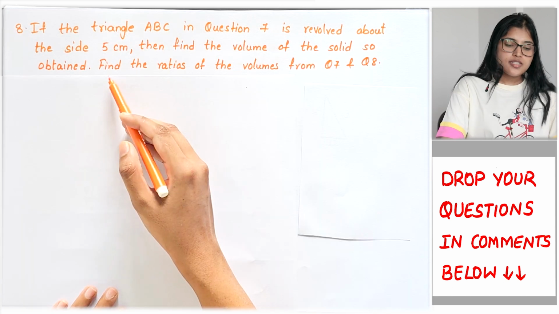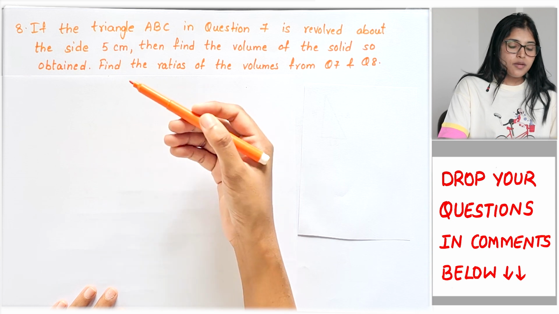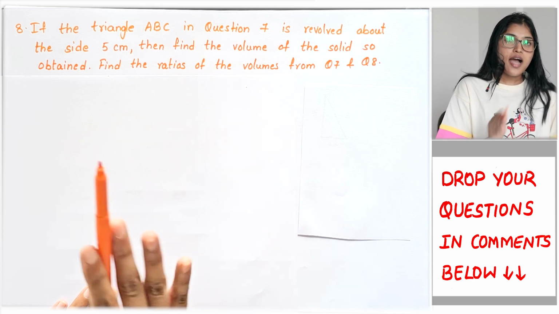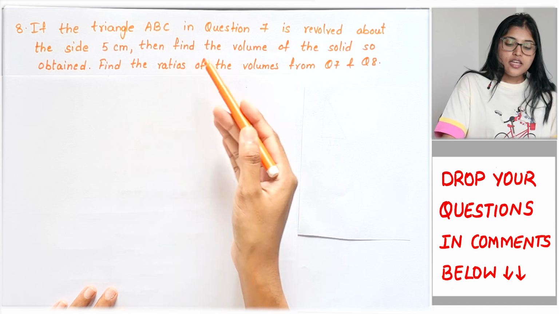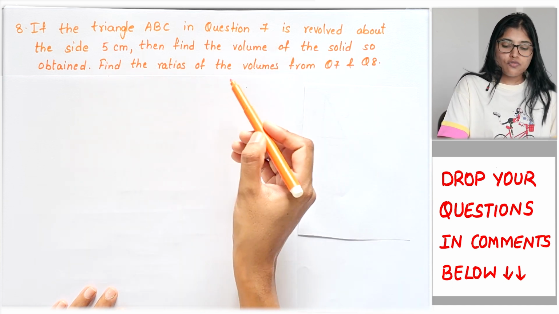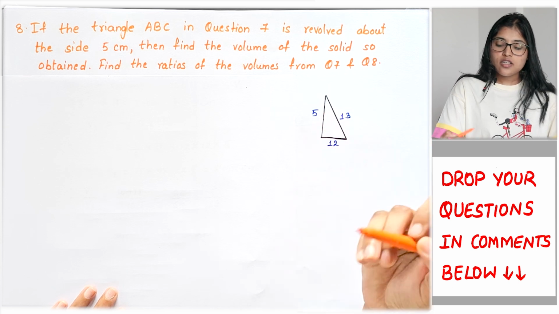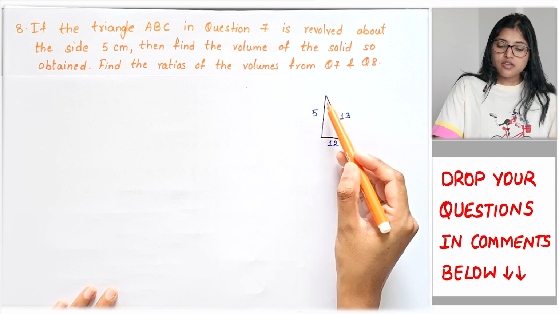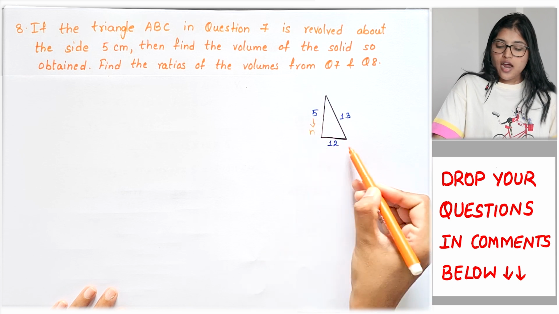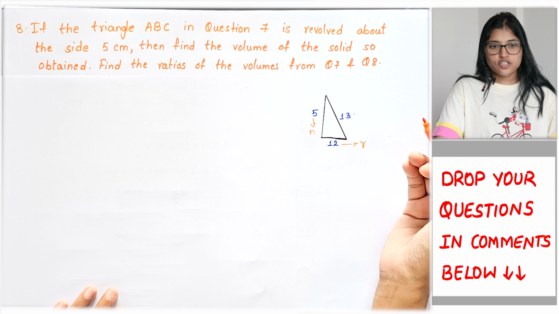centimeter cube. 8th question says, if the triangle ABC in question 7 is revolved about the side 5 centimeters, so here we are supposed to take the height as 5 centimeters, then find the volume of the solid so obtained and find the ratios of the volume from question 7 and question 8. The right angle triangle that is supposed to be revolved about 5 centimeters looks like this. Now this 5 becomes height and 12 becomes r.